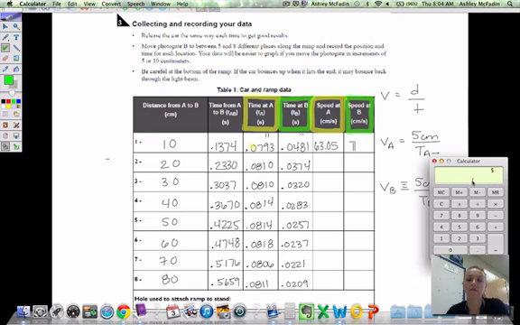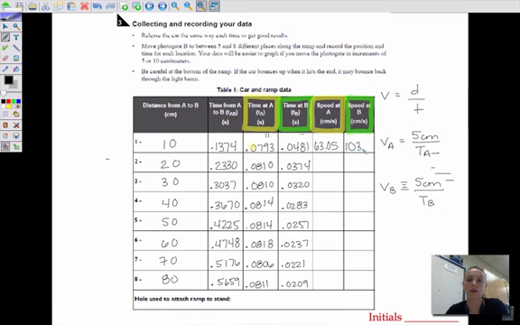So 5 divided by 0.0481 equals 103.95. So 103.95. I'm going to follow that same procedure all the way down.